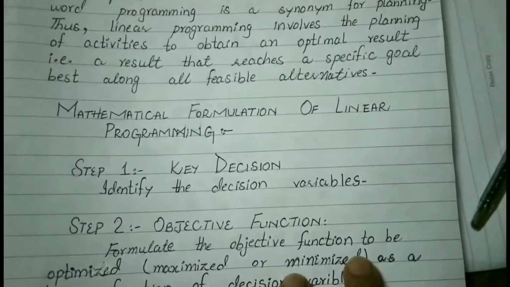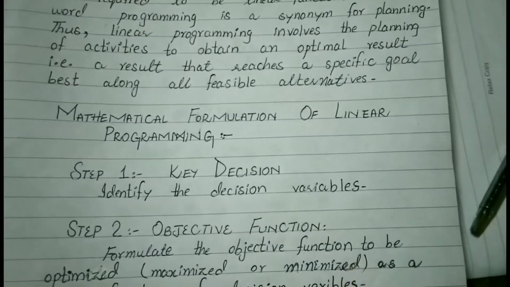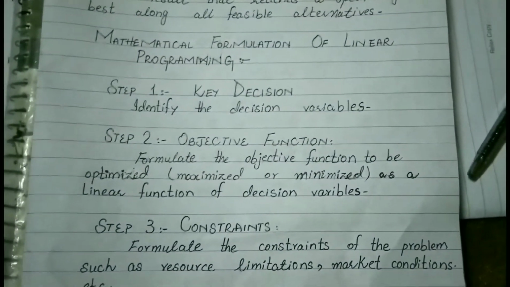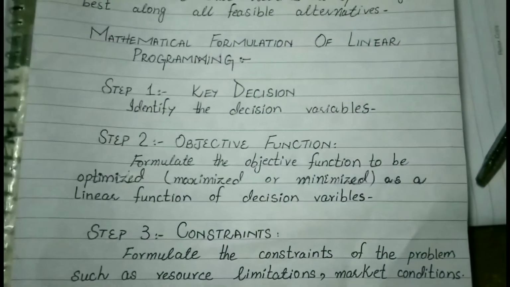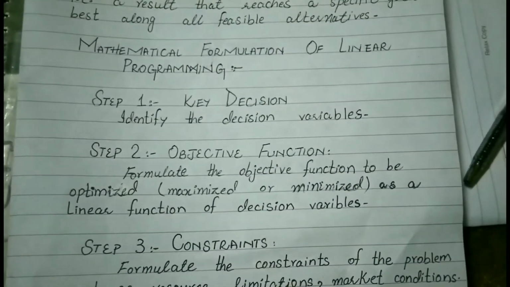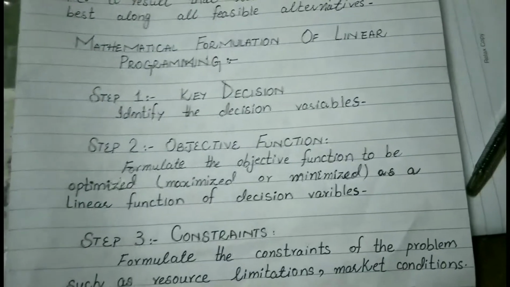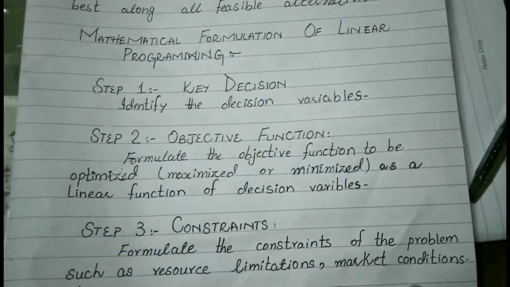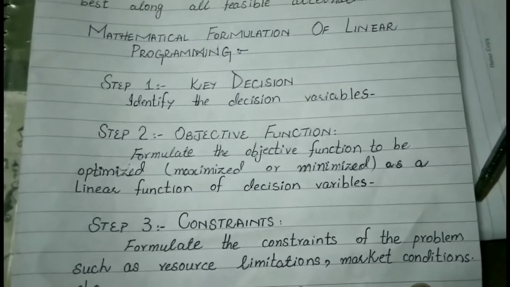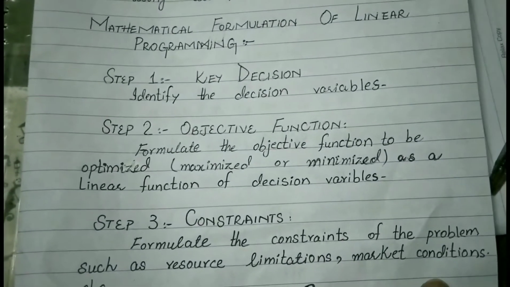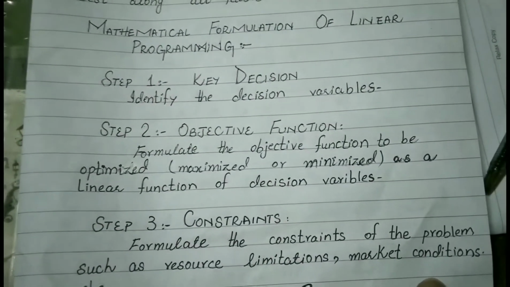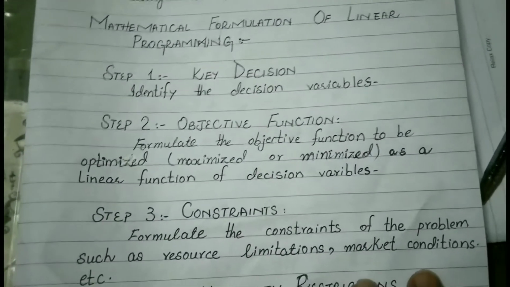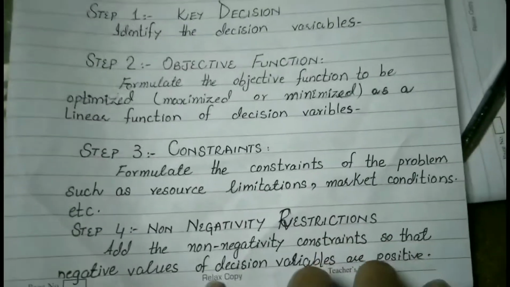To formulate a linear programming problem into a mathematical model, we have to go through a few steps. The first one is key decision. In this first step, we have to identify the decision variables of a given question. In step number 2, objective function, we have to formulate an objective function. We have to see in the question whether it is a case of maximization or minimization. Then, using the decision variables that we have identified, we write it as a linear function of the objective function.